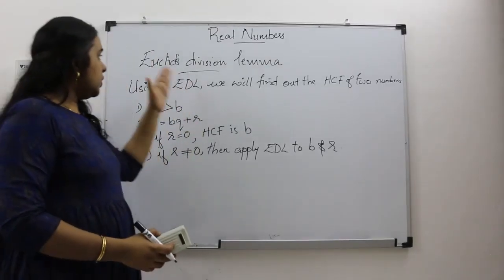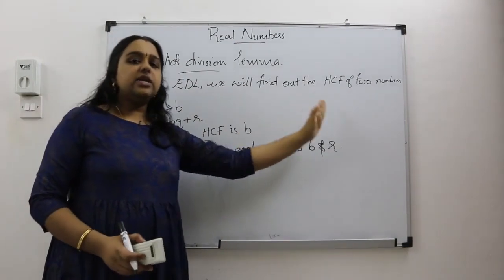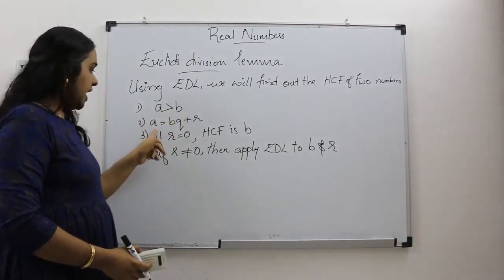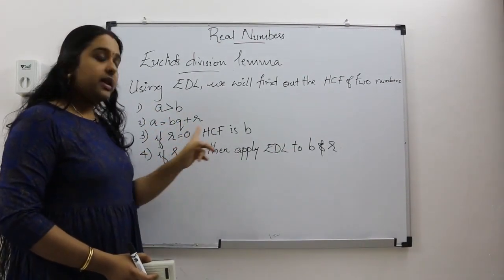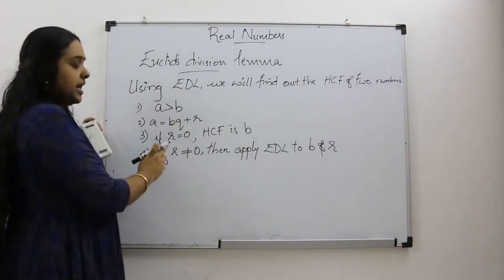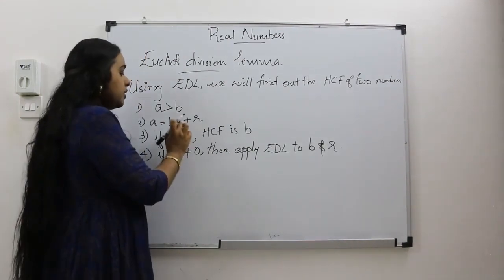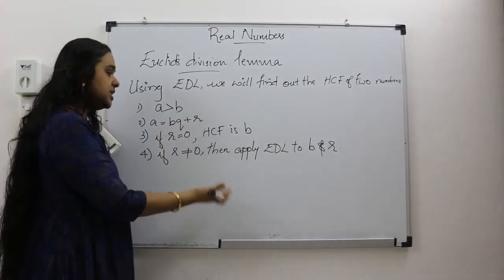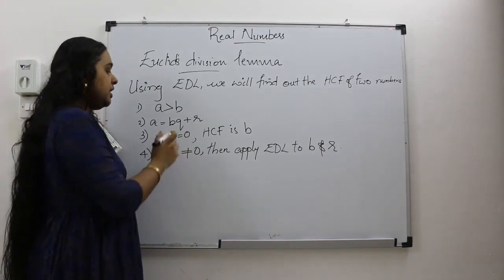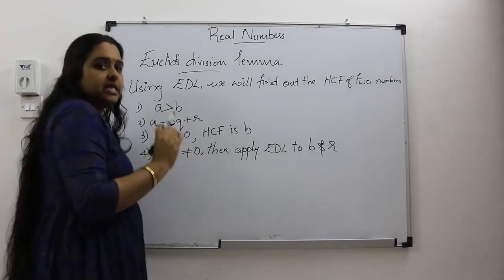Okay children. So Euclid's division lemma: using it, we'll find out the HCF of two numbers, provided A should be greater than B, A equals BQ plus R, and if R equals 0, then HCF is B. B means our divisor. And if R is not equal to 0, then we have to apply Euclid's division lemma to B and R. Then again the same process repeats until we get the remainder 0. Then the HCF will be the divisor. Every time we can write it in the general form, then it will be very easy to get the HCF of two numbers.